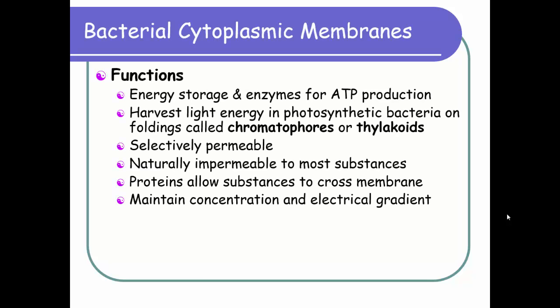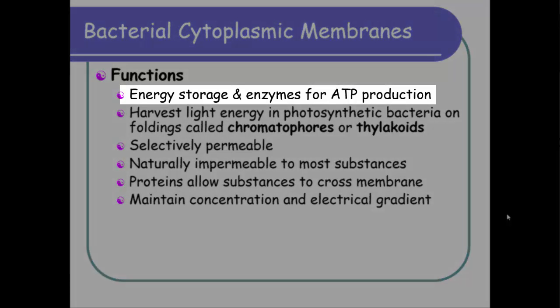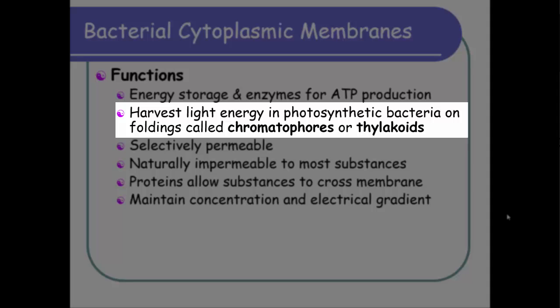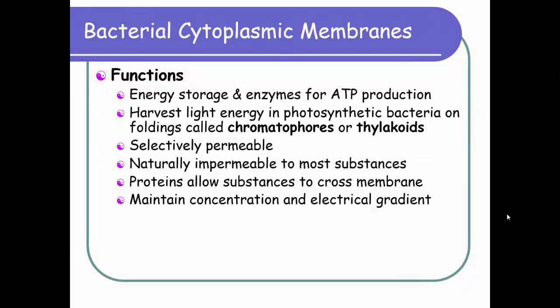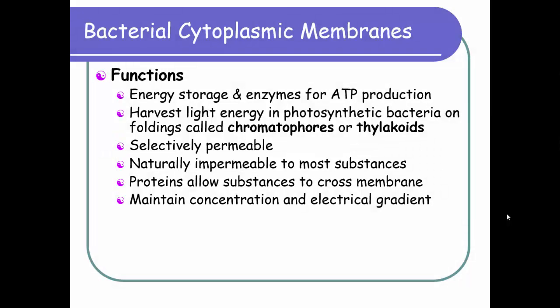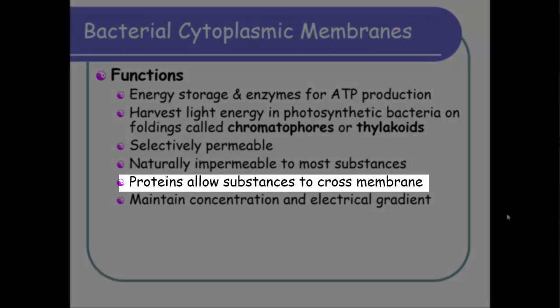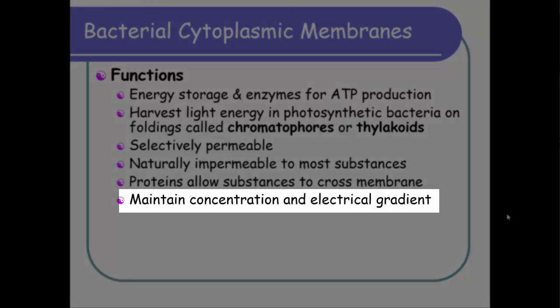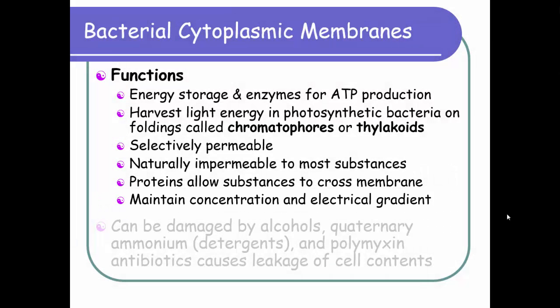The functions of the cytoplasmic membrane: they provide energy storage and enzymes for ATP production within the prokaryotic cells. They can harvest light energy in photosynthetic bacteria on foldings of the membrane called the chromatophores or thylakoids. They are selectively permeable. They are naturally impermeable to most substances due to the fact that the phospholipid bilayer is a fat and most substances are water soluble, but the proteins in the cell membrane can allow substances to cross the membrane. This also will maintain the concentration and electrical gradient across the cell membrane.